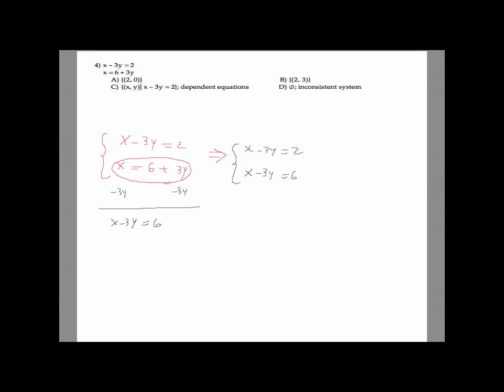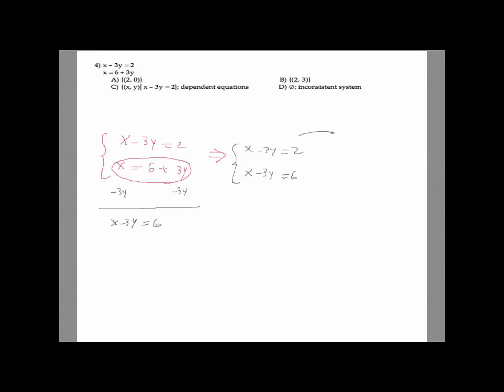Now, just by looking at this, can somebody tell me, is there a solution for that? X minus 3y is equal to 2. X minus 3y is equal to 6. Is it possible that x minus 3y would be equal to 2 at the same time x minus 3y would be equal to 6? No, it's not. It's not even possible, right? Because it means these two lines are parallel. So that means these lines are parallel.